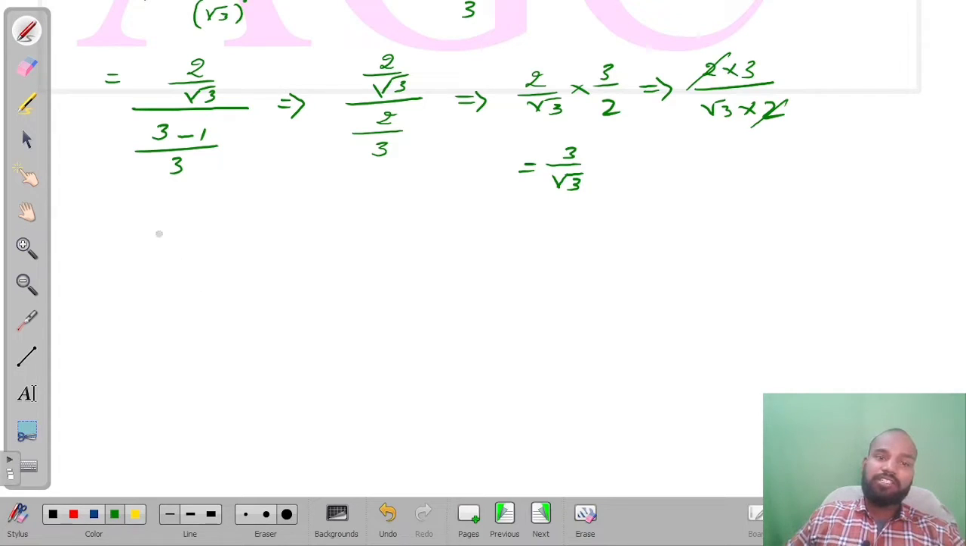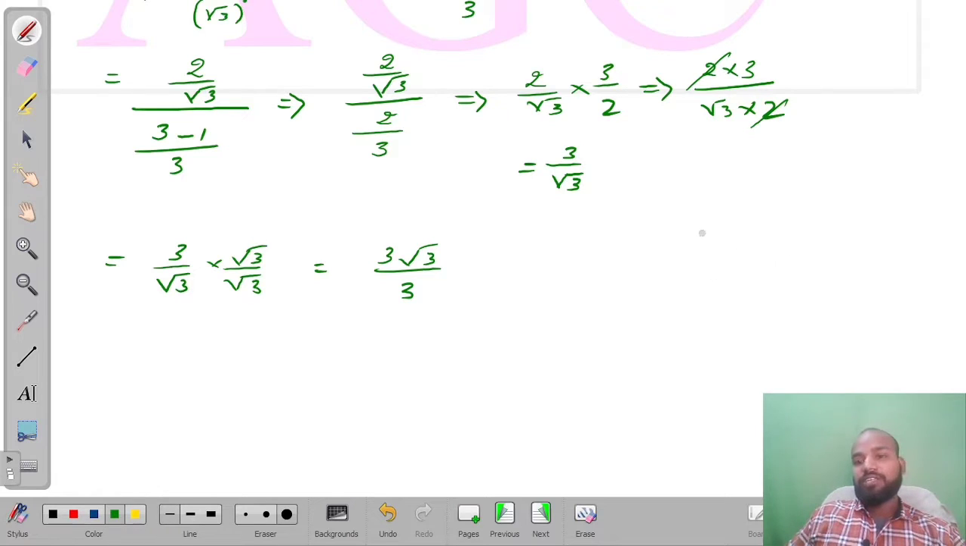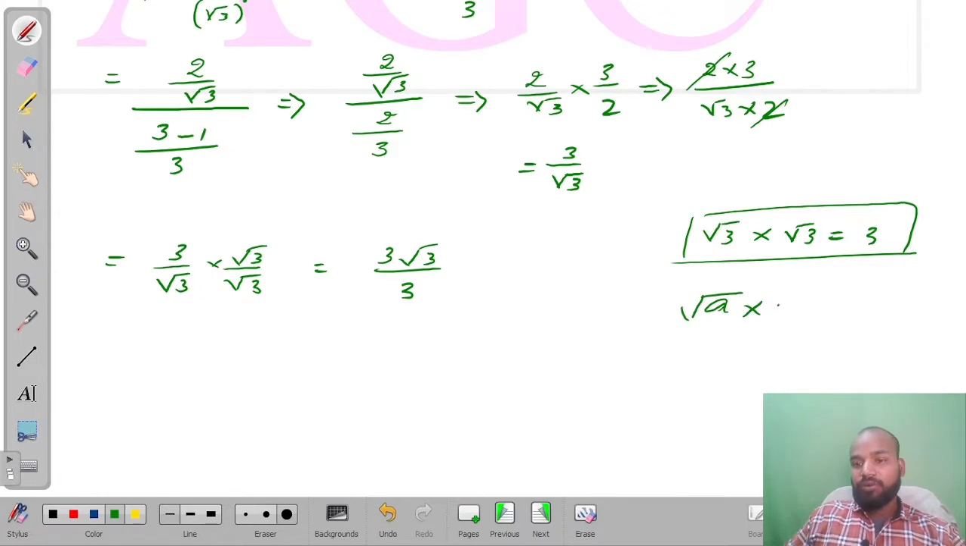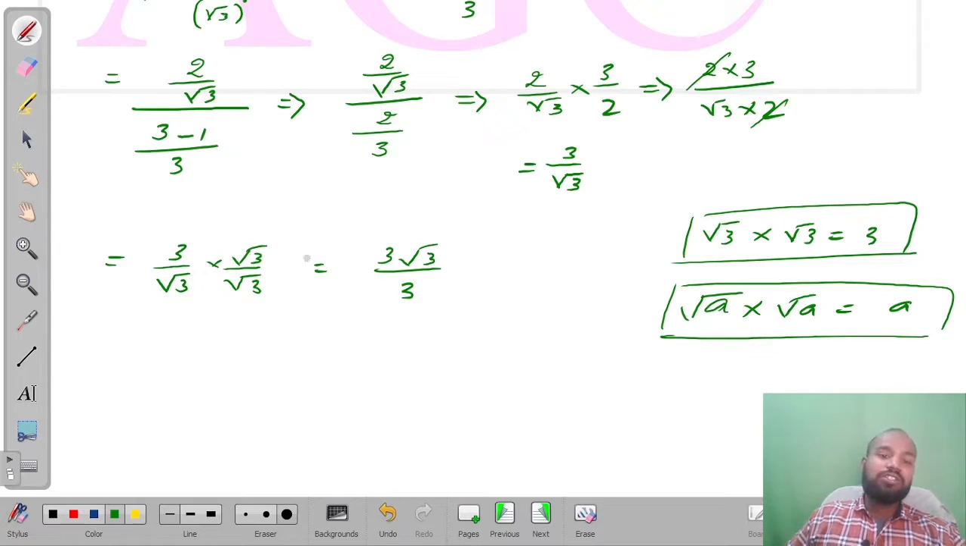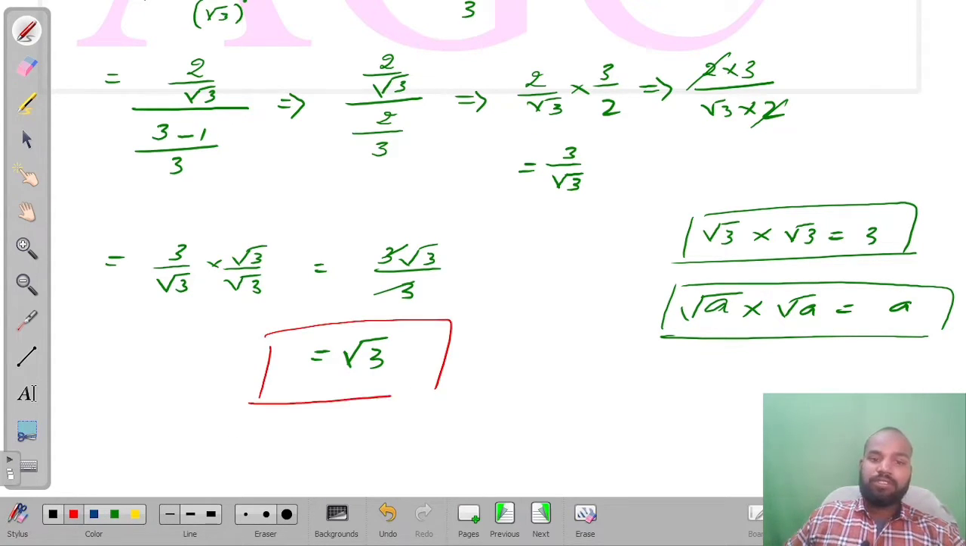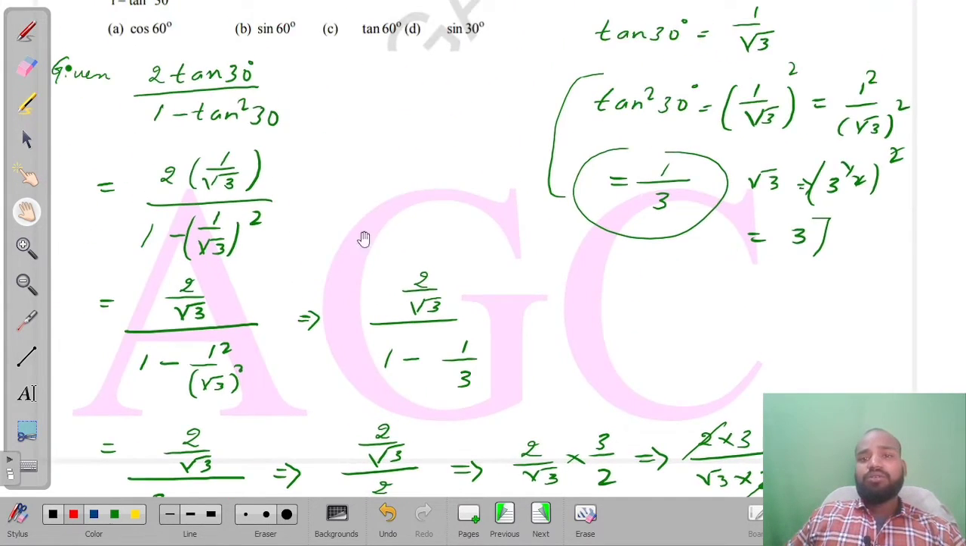So I am rationalizing this one. 3 by root 3, rationalizing with root 3, then we get 3 root 3 by 3. Why? Because root 3 into root 3 becomes 3. Remember this point. We already have the formula, that is root a into root a equals a. So now the 3 is going to cancel. Then we got the final value, which is root 3. So the final value is root 3.